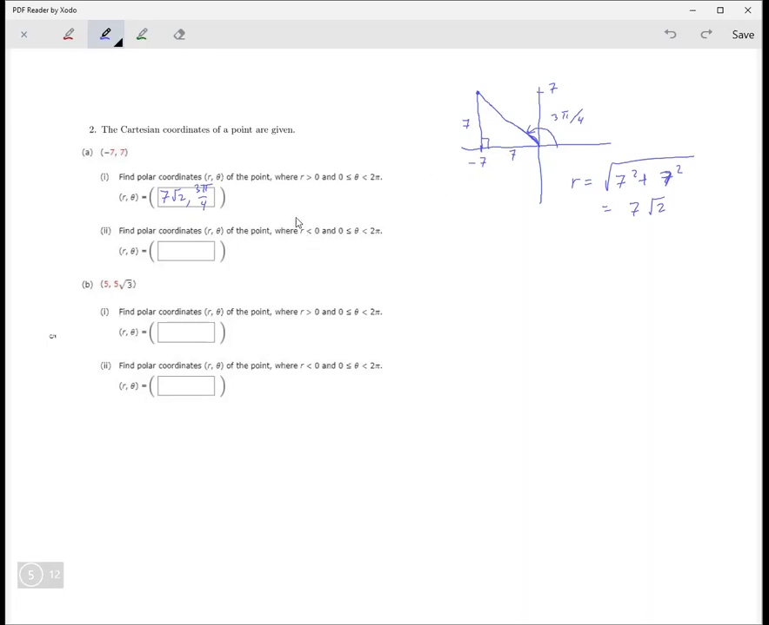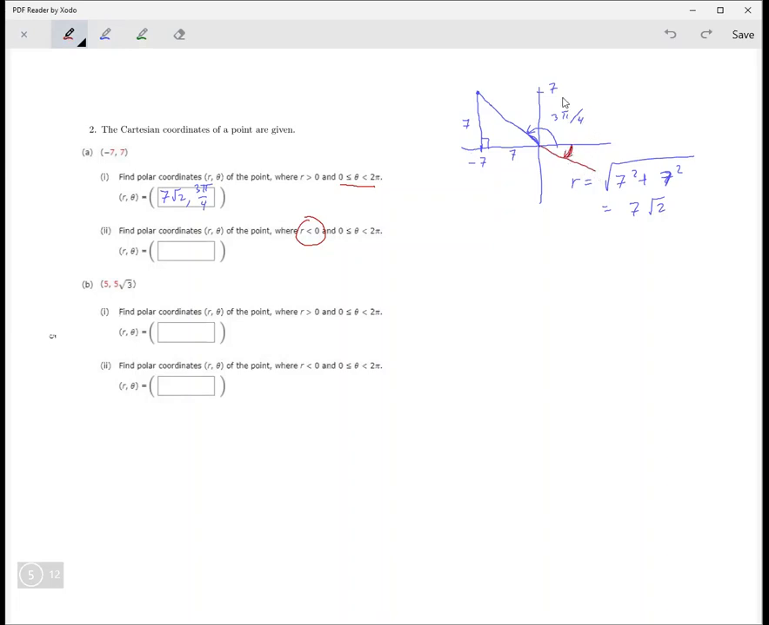Now they also specify that theta has to be between 0 and 2 pi. That means all your angles are going to go from here, this is 0, coming around, this is 2 pi. And 0 and 2 pi are coterminal. Okay, so you want r to be negative. So in order to do that, what we have to do is come out this way.